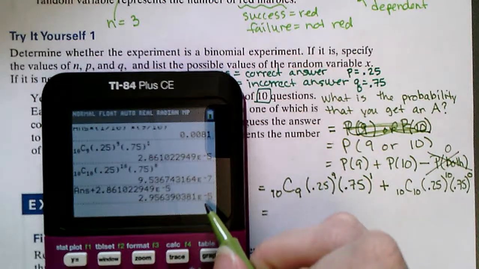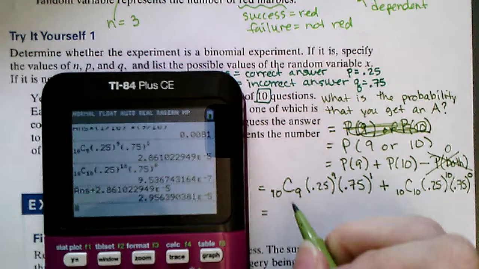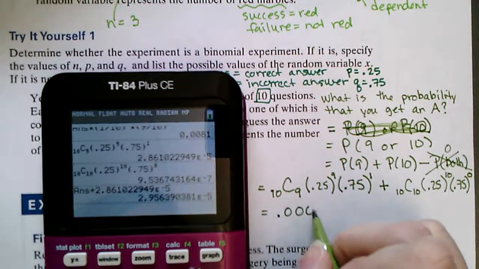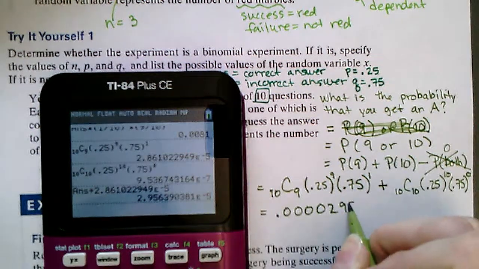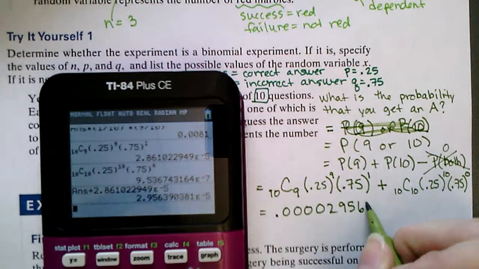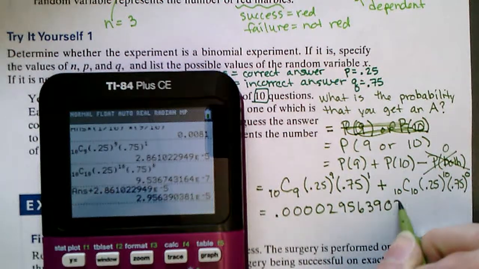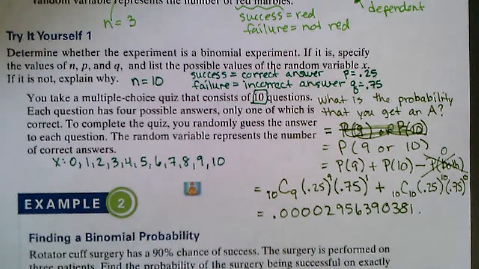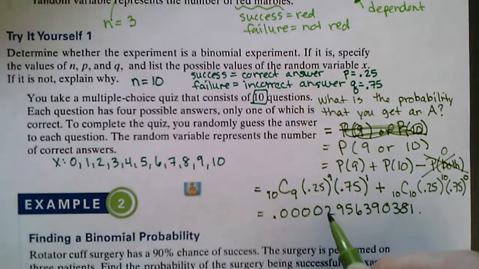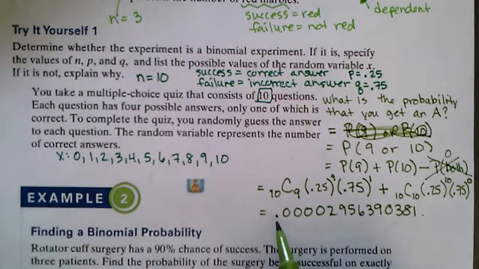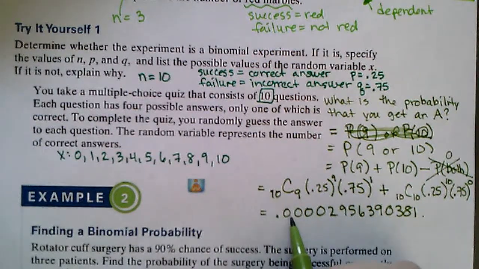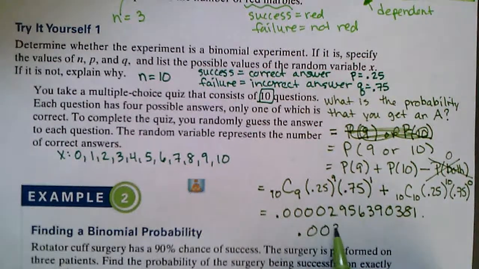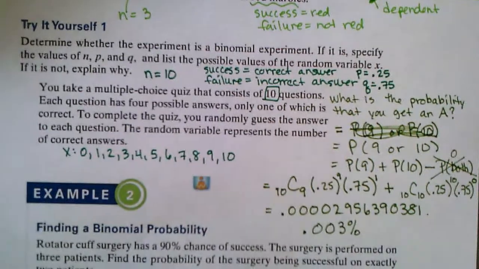That means I need to move the decimal 5 places to the left, meaning I would have 4 zeros and then 29563903881. So the probability that if I randomly guess on a multiple choice test that has 4 options and 10 questions that I get an A would be 0.003% chance that I would get an A.